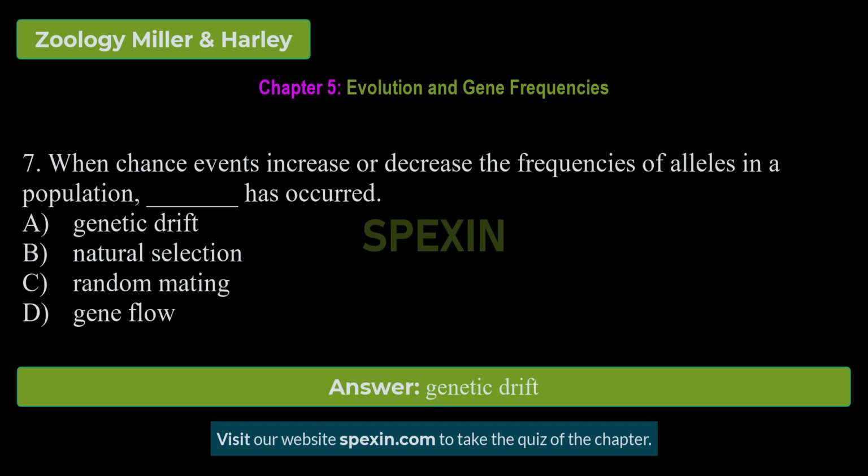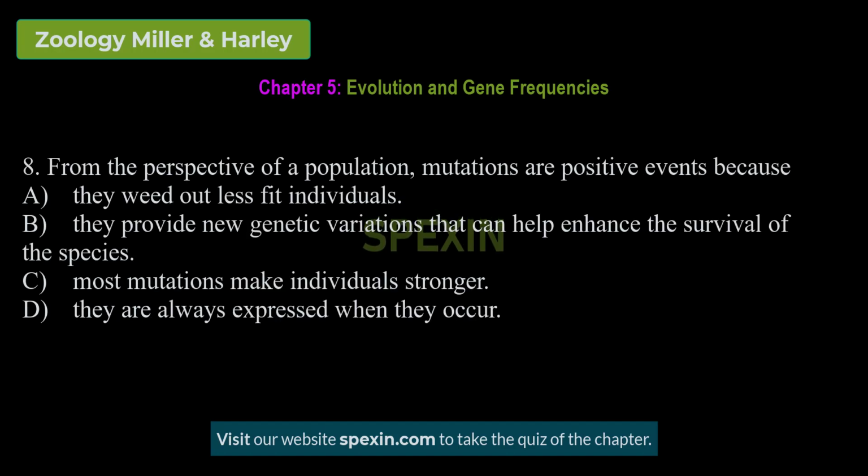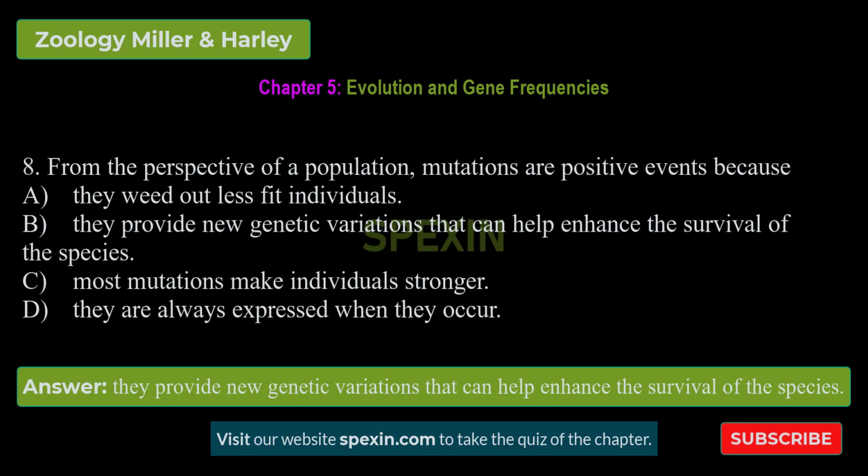Correct answer: genetic drift. From the perspective of a population, mutations are positive events because they weed out less fit individuals. They provide new genetic variations that can help enhance the survival of the species. Most mutations make individuals stronger. They are always expressed when they occur. Correct answer: they provide new genetic variations that can help enhance the survival of the species.